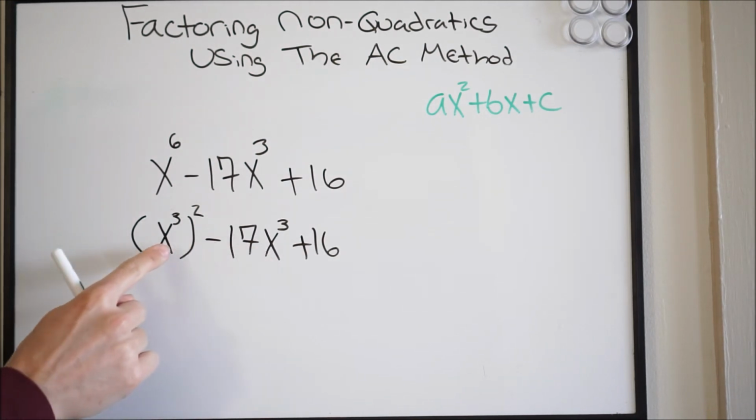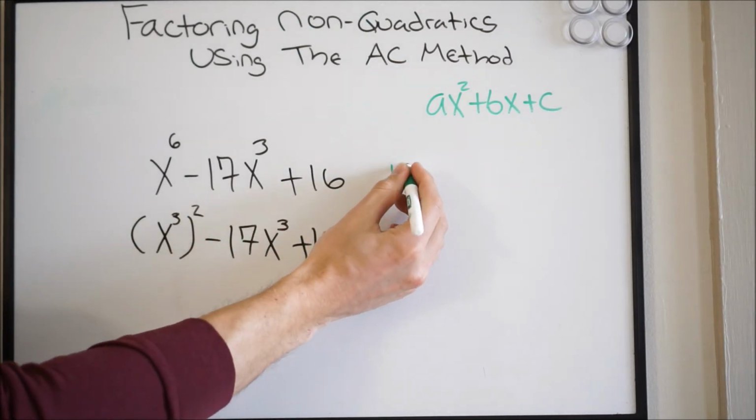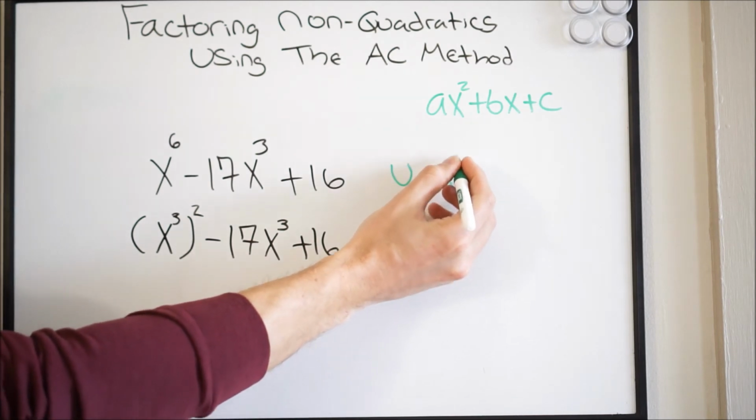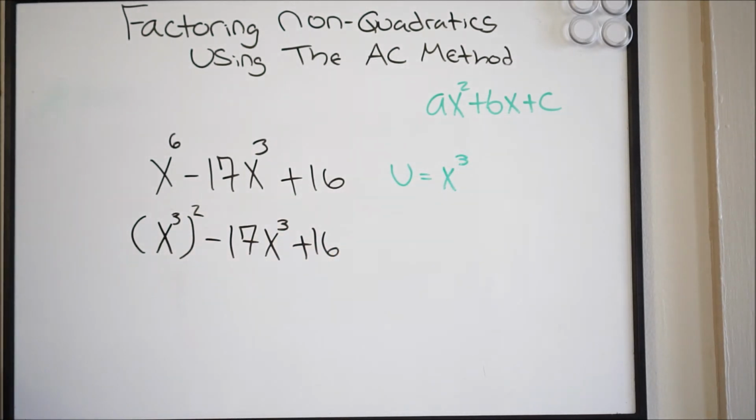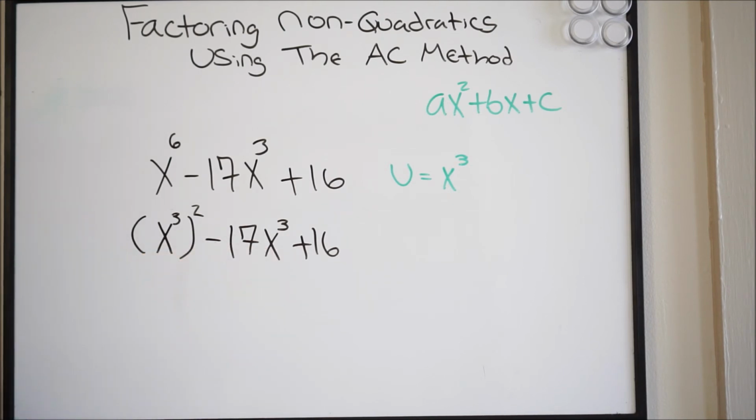Using the same principles that we used in the first example, we can say that x cubed here is going to be u. So I'm going to write that right here: u equals x cubed. And now we're just going to replace any place that we see an x cubed with a u.